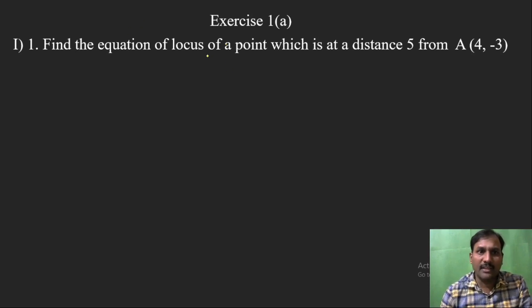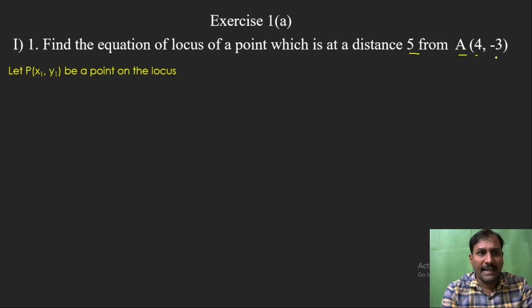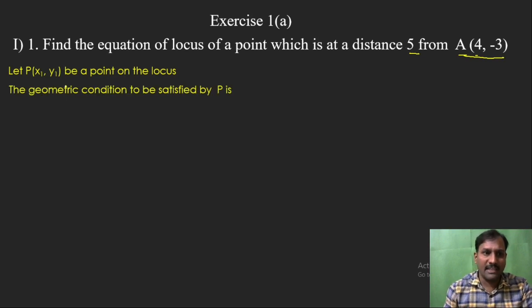Find the equation of locus of a point which is at a distance of 5 from A(4, -3). So let P(x1, y1) be any point on the locus, and what is the condition given? The distance of P from A(4, -3) is 5 units, means PA is equal to 5 units. So what is the distance between 2 points? This is P(x1, y1), and what is the point A here?